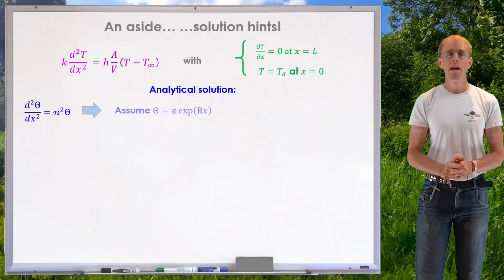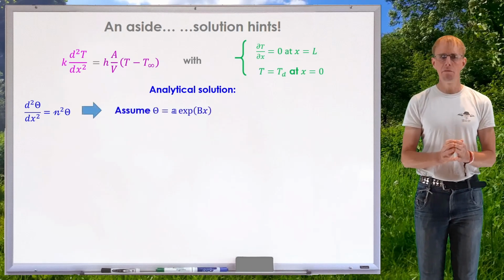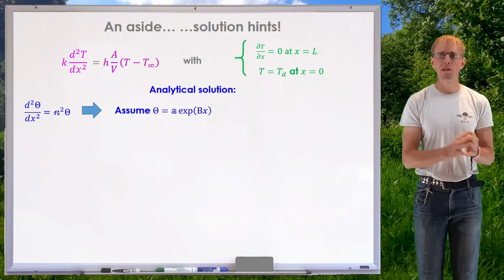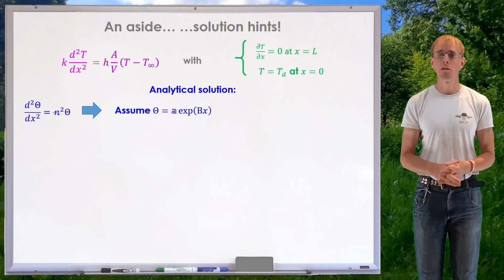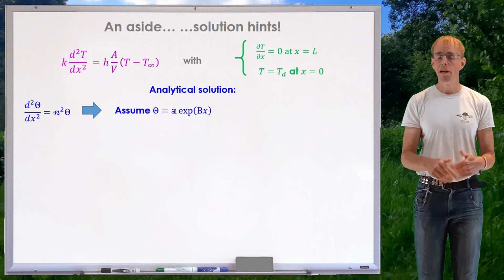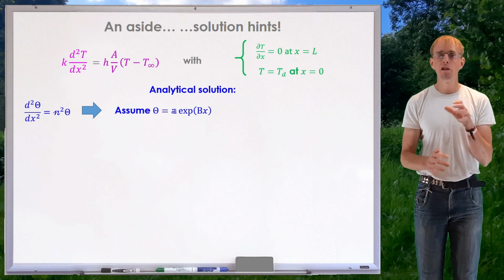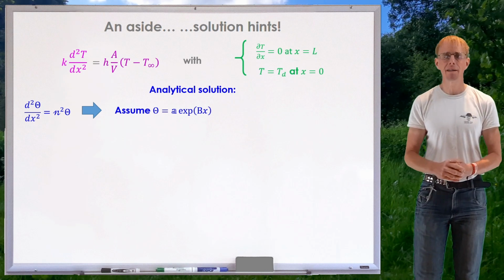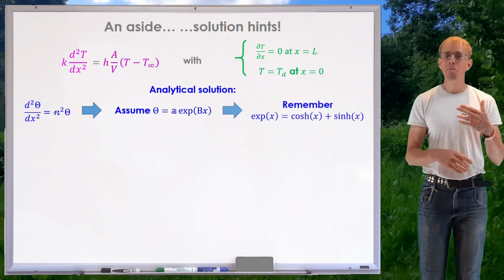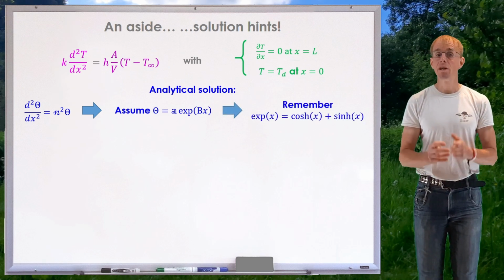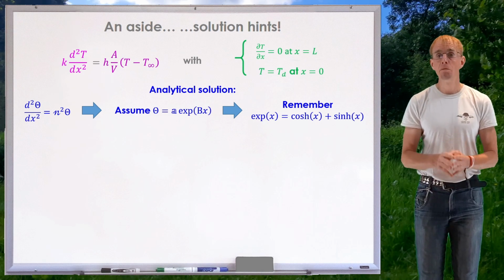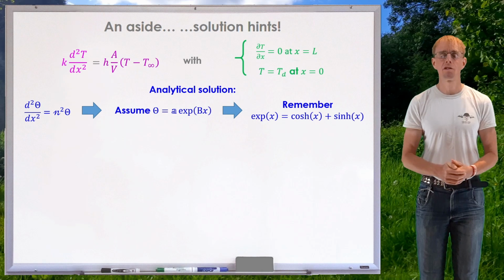And so if I'm looking for a function that looks the same on its own as it does with its second derivative, it's going to be an exponential. We're expecting a curving decay of temperature. Maybe it's an exponential decay. So let's assume that capital theta is A times the exponential of B times x. And to compare this to results you find in the literature, we can also remember that e to the x is the sum of two hyperbolic trig functions, cosh x plus sinh x.